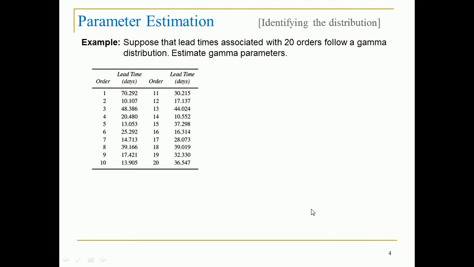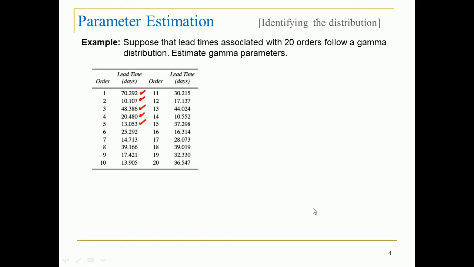So this is the example. Suppose that lead times associated with 20 orders follow a gamma distribution, and we want to estimate the parameters based on the data that we have. In this particular example, we have 20 data points, and we have a lead time in days for each one of those data points. Okay, so based on this information, we need to estimate the parameters for the gamma distribution.